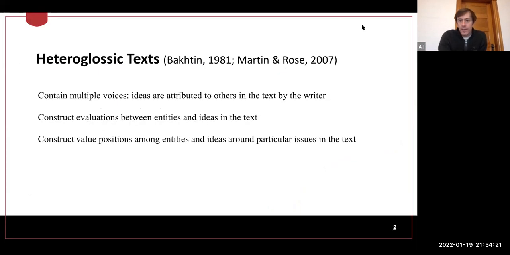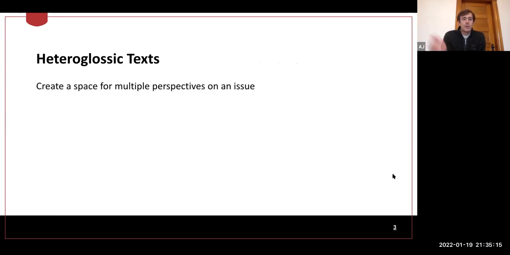And so first, let me hide this. I will start with the idea of heteroglossic text, which actually comes from Mikhail Bakhtin, but we see a lot in the work of Martin and Rose, Jim Martin, others in SFL. So heteroglossic texts contain multiple voices. So ideas are attributed to others within the text by the writer. They construct evaluations between the ideas and entities within the text, positioning things in opposition to each other, as we've seen so far. And they construct value positions among entities and ideas around particular issues. And I'm going to be talking about how those value positions are played up or downplayed to achieve an ideological effect, as has been shown elsewhere as well. So what do heteroglossic texts do? They create a space for multiple perspectives on an issue.